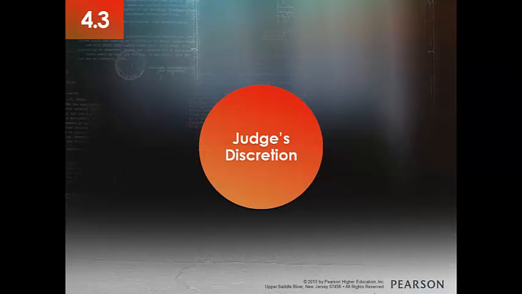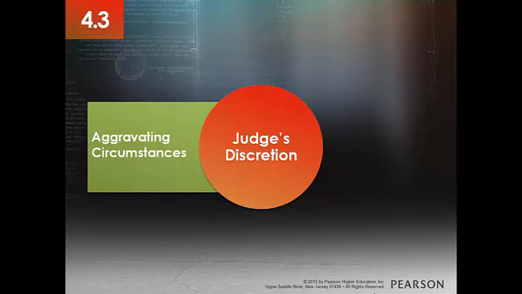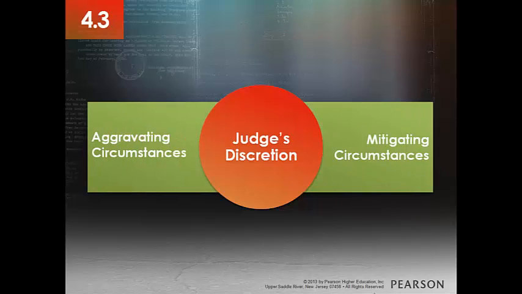Washington was the first state to enact the three strikes law in 1993. California followed in 1994. Judges may take aggravating circumstances and mitigating circumstances into consideration in the sentencing decision within sentencing guidelines. In many jurisdictions, judges are required to provide written reasoning for departure from guidelines.